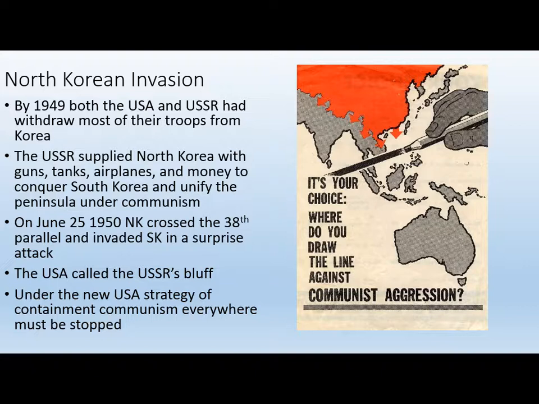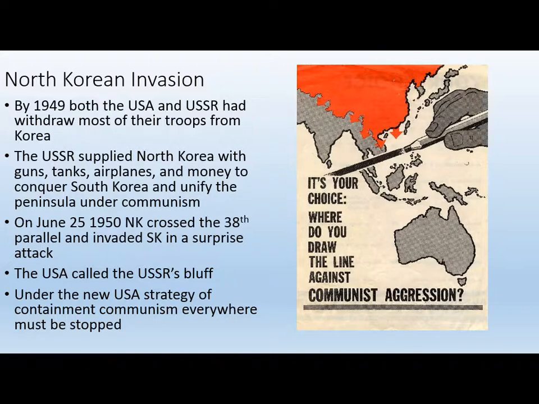And the reason they do that is because of this thing we learned about a few days ago, when we talked about the Cold War, the USA strategy of containment. Remember, containment is the idea the United States of America needs to stop communism wherever it shows up. Because with domino theory, once it shows up in one place, it'll show up in the next place, and the next place, and the next place. So the USA, according to its foreign policy strategies and goals, had to stop communism.